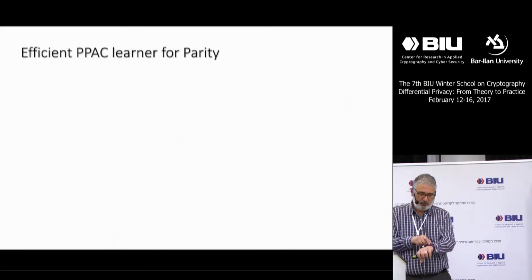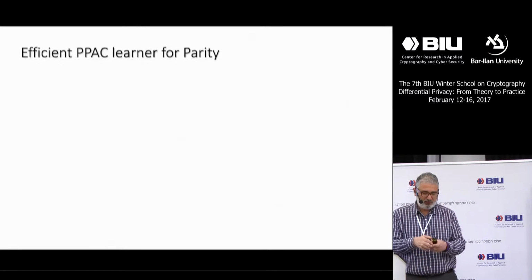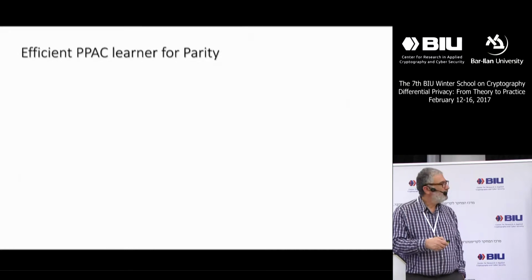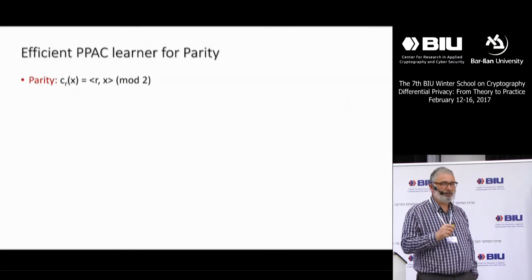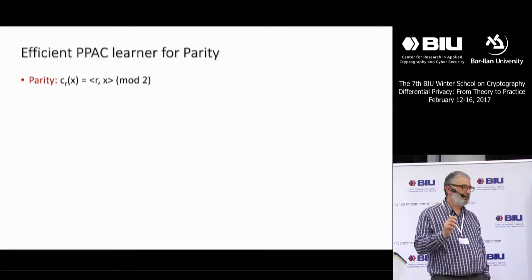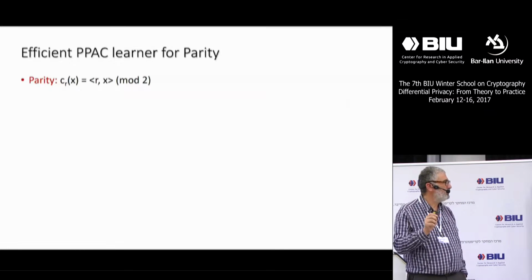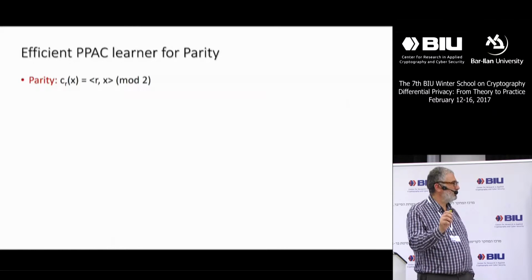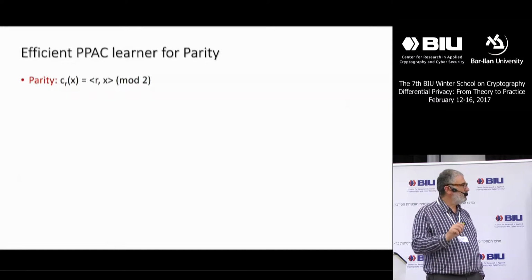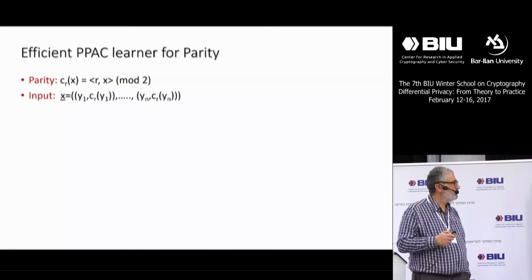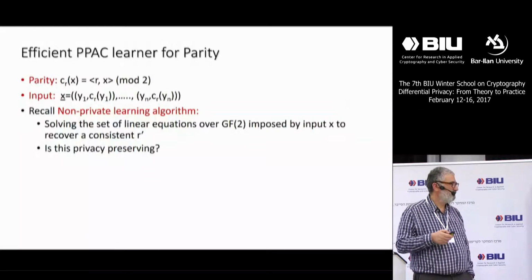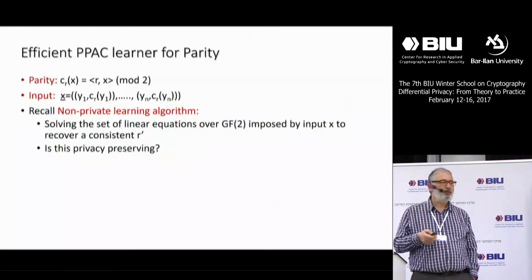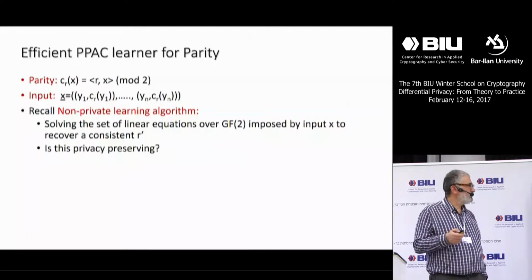Actually, I think with the pace I'm going, I'll go very quickly on parity. I'll just state what the problem is and, very quickly, an idea how you could try to solve it, but I will not give the complete algorithm. So this is the parity function, and we have this input. The non-private learning algorithm was just, maybe, Gaussian elimination. We need to solve a set of linear equations.